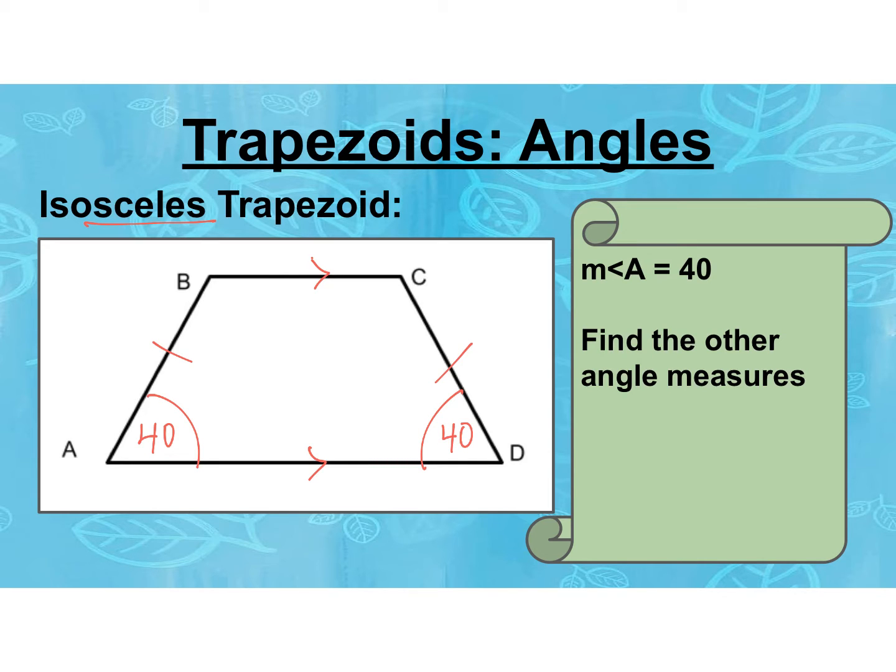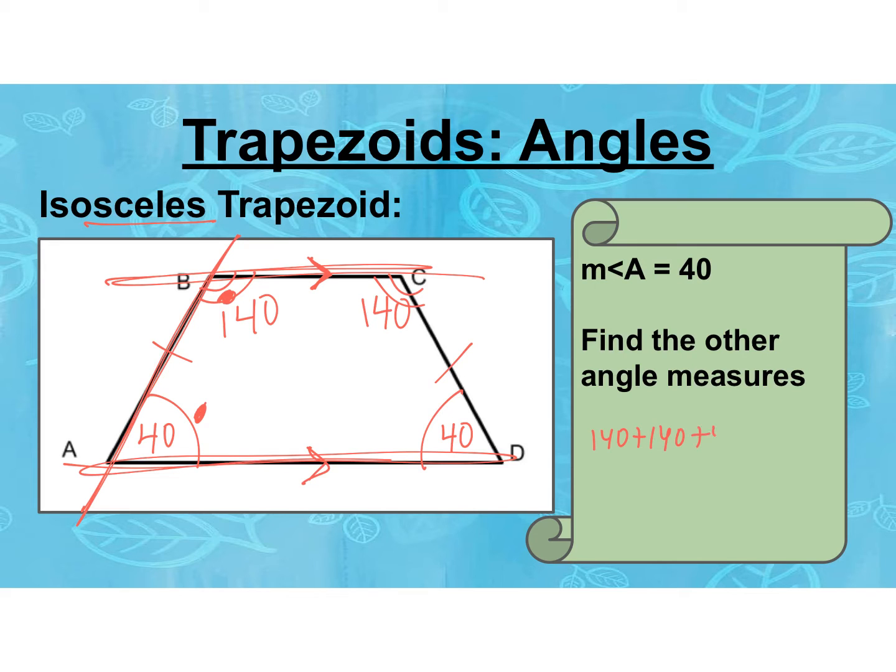The other thing that happens in between these parallel lines, if you remember parallel lines cut by a transversal, these 2 angles are called same side interior, and they're going to be supplementary. The same thing happens here. So angle A and angle B are going to add to 180. That means that angle B must be 140. Well, that is a base angle to C, so that must also be 140. And let's see what we have here. We have 140 plus 140 plus 40 plus 40 equals 360.